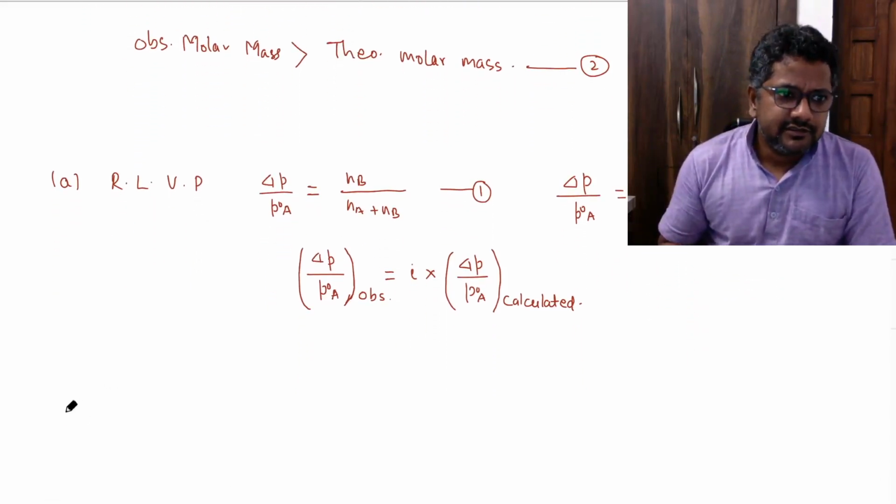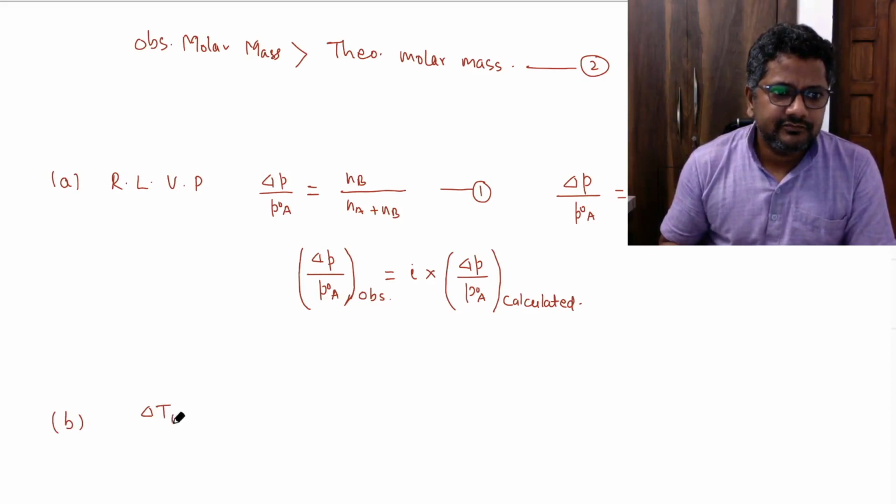Second case, delta TB observed is equal to I times delta TB calculated.